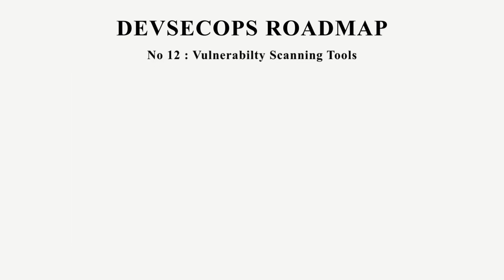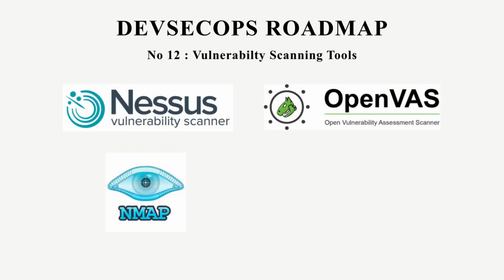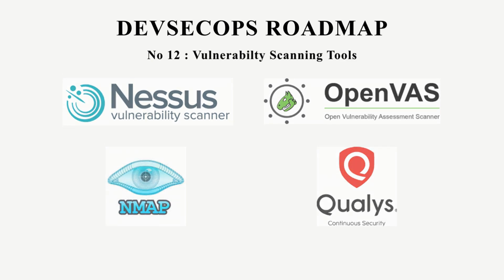Number 12, vulnerability scanning tools. DevOps engineers must know how to scan systems for vulnerabilities. Some popular tools include Nessus, Nmap, OpenVAS, and Qualys. These tools help identify open ports, outdated software, and known vulnerabilities. Regular scanning helps organizations fix weaknesses before attackers exploit them.